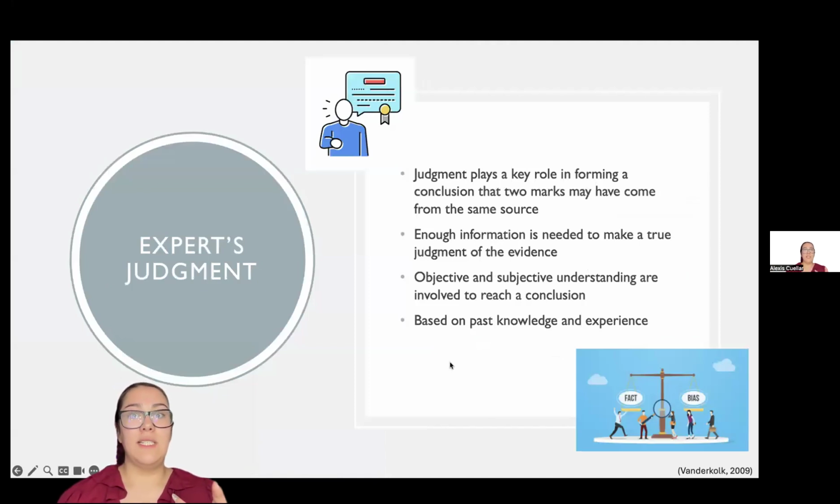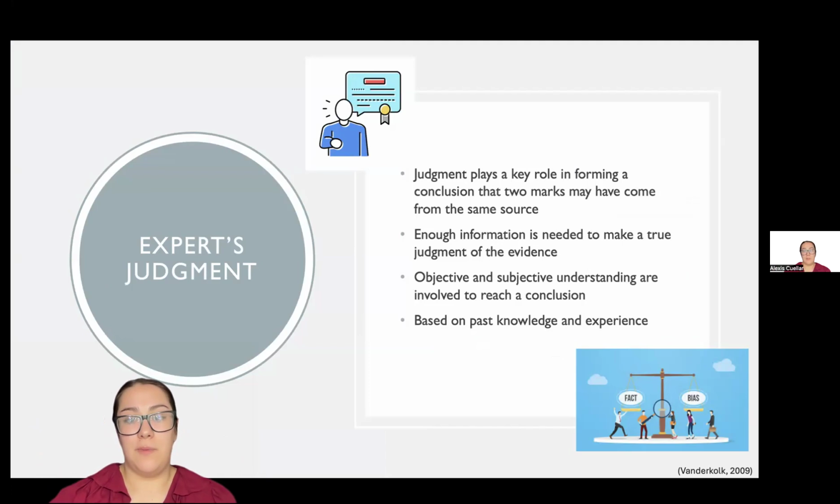Now, all of this evidence and all of this examination is used to make a judgment. So when an expert makes a judgment, it plays a key role in forming a conclusion that two marks may have come from the same source.